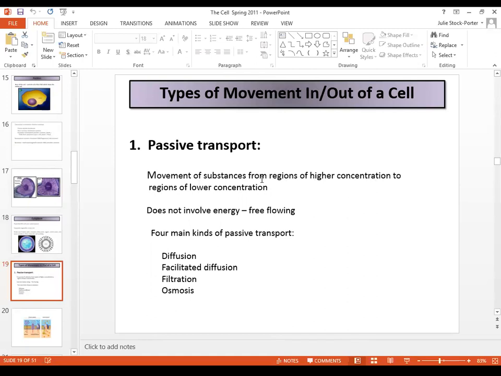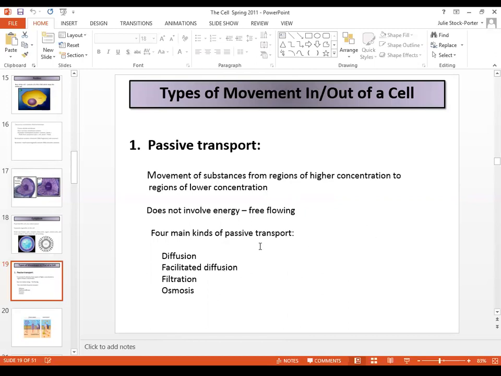Now, when we talk about any type of diffusion, this is the definition. We'll get back to that in a minute. It doesn't involve energy. It's free flowing. So think about walking with a big crowd, and you're all moving in the same way, and they just help you move along. Everybody's headed in the same direction. It doesn't require a lot of energy.